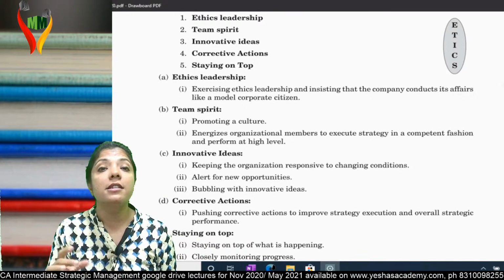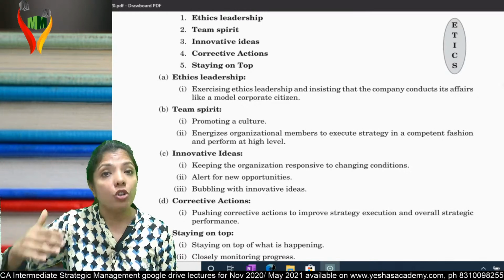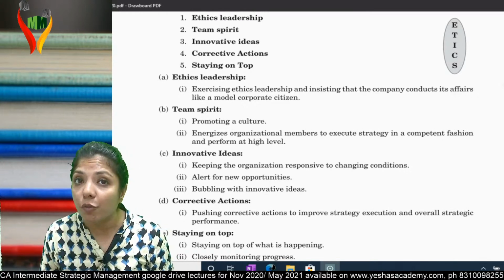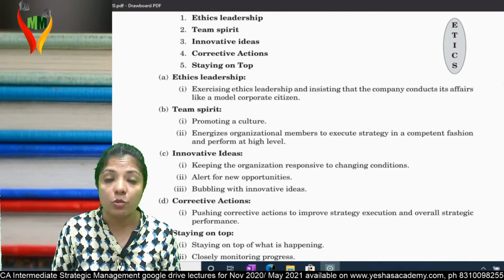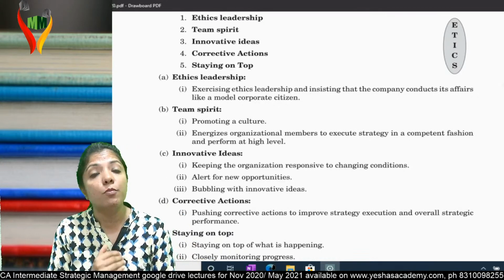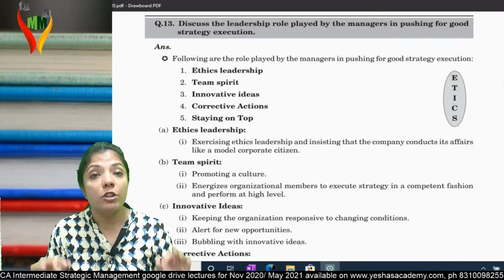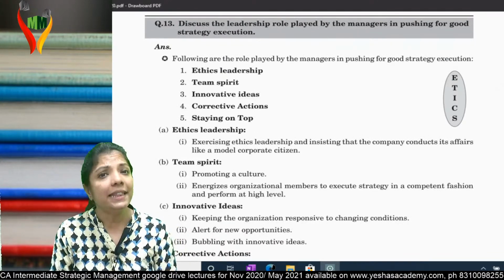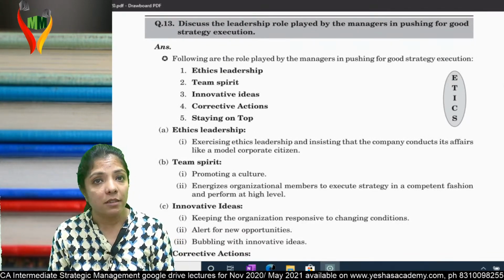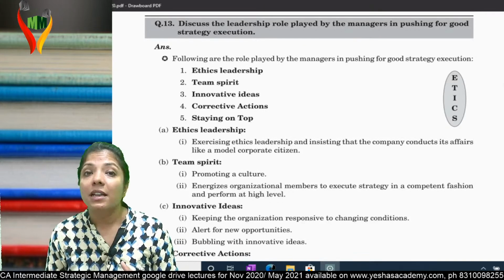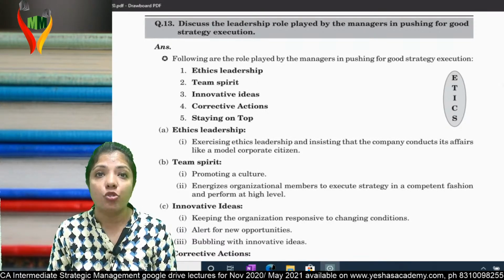And fifth, staying on the top. You are on the top and see what hurdles can come in the future and be ready with the solution so that there are no hurdles in smooth execution of strategy. So these are the 5 roles which are played by a leader: ethics, leadership, team spirit, innovative ideas, corrective actions, and staying on the top.